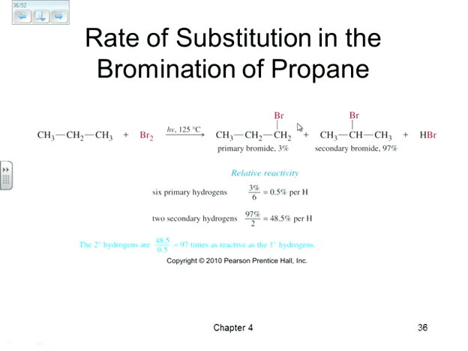Now, here's where they do it. They compared primary and secondary carbons here. So remember, for chlorine, the secondary carbon was 4.5 times more favorable. Now they did the same kind of experiment for bromine, and they found that it's actually 97 times more favorable for the secondary. So let's look at the graph so we can see this.